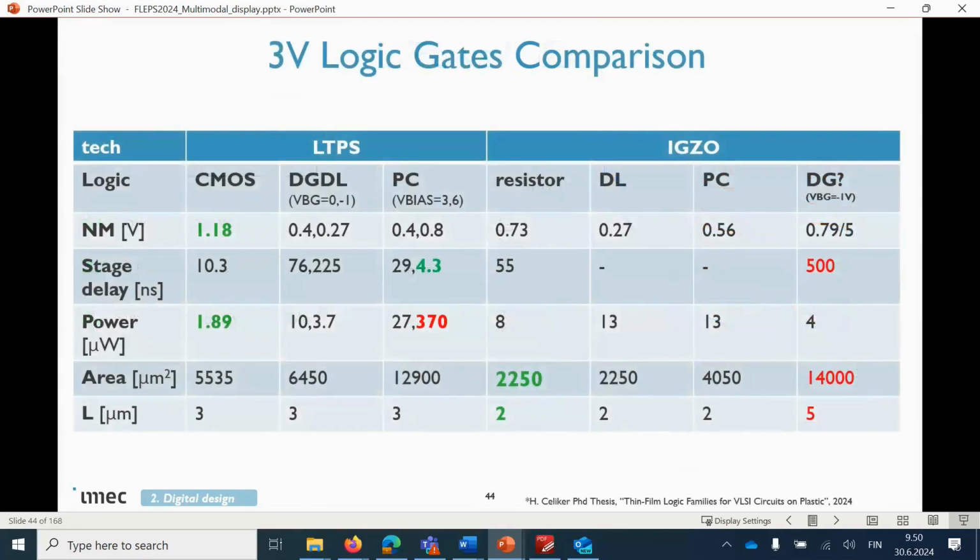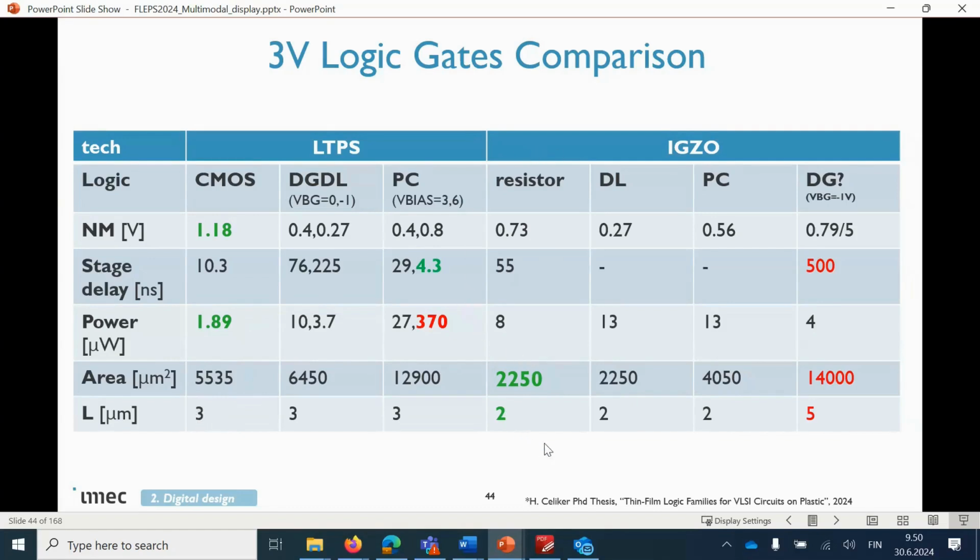And here's a table, let's say, a more fair comparison, because all the rest were different technologies, different logics, comparing the two main technologies right now, the LTPS and the IGZO. You see, even when you make on LTPS the pseudo-CMOS, let's say, state-of-the-art logic, the dual gate diode load, and the CMOS logic, you still see that the CMOS is beating. The noise margin has a very good stage delay, has very, very low power, maybe a bit more area, but this depends also on the node that you are.